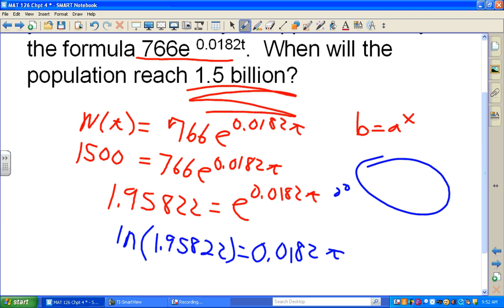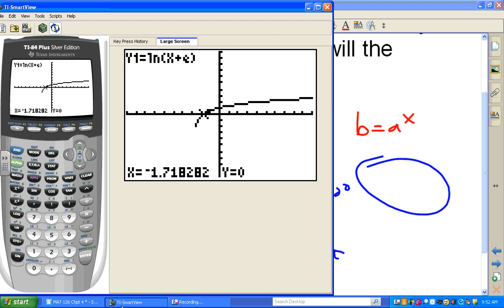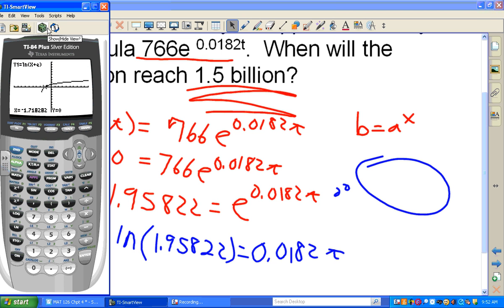In fact, if I was doing this problem on my calculator for college, I would take 1,500 divided by 766. I get that answer. I would take the natural log of my answer, and I would divide that by 0.0182. I wouldn't round to my final answer. 36.925 years. Okay? 37. Yep. That's not too far.